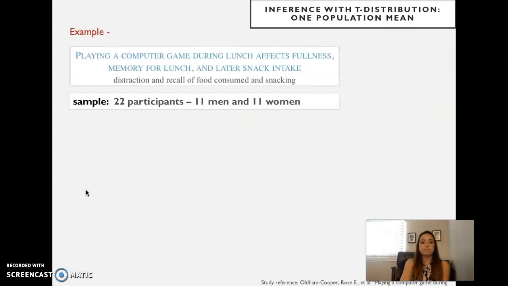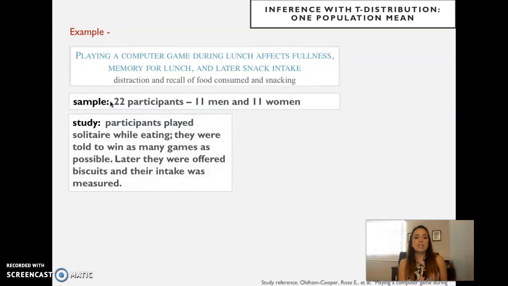All right. Now let's get to examples. "Playing a computer game during lunch affects fullness, memory for lunch, and later snack intake." That's the name of the study. That study included 22 participants, so a small sample size, 11 men and 11 women. In that study, participants played solitaire while eating, so they were distracted while eating. They were told to win as many games as possible. Later, they were offered biscuits and their intake was measured.